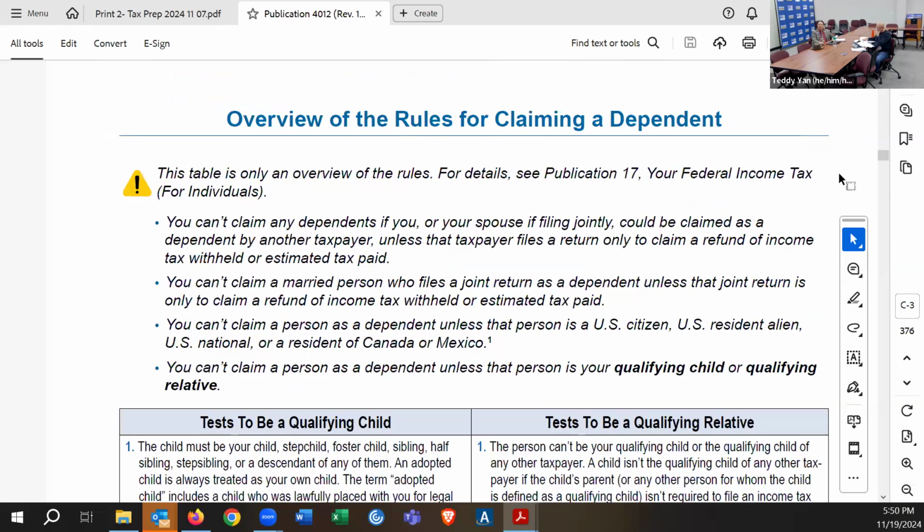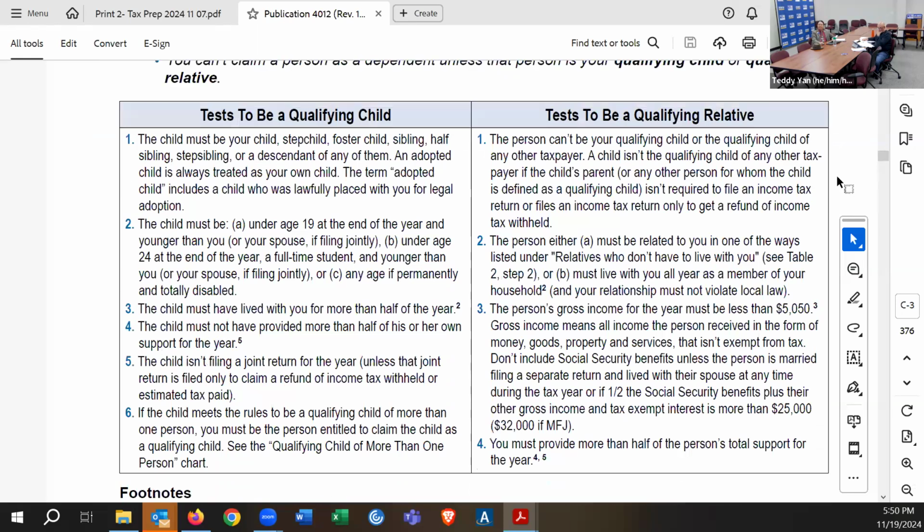So we just determined that Manny could be claimed as Kat's dependent, because he is a qualifying relative for dependency. Which means if we go back to the head of household chart, he is a qualifying relative who is the taxpayer's parent, and he can be claimed for dependency, so therefore he can be claimed for head of household status.